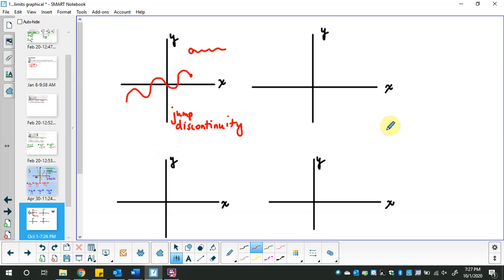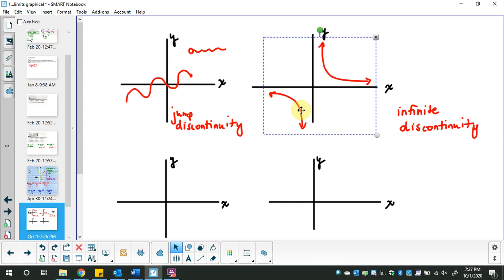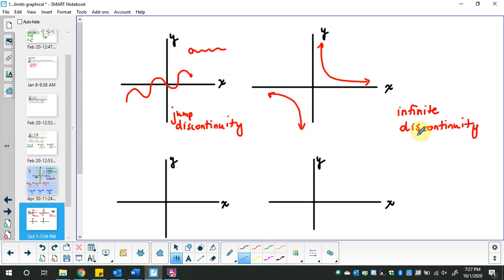The other kind of discontinuity is something that we've actually looked at before, but we didn't give it a name as far as discontinuity goes, and that is an infinite discontinuity. And the most famous infinite discontinuity to you guys should be this particular curve from grade 11. And an infinite discontinuity is caused when you have a vertical asymptote.